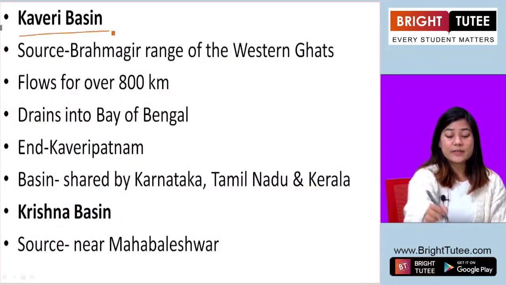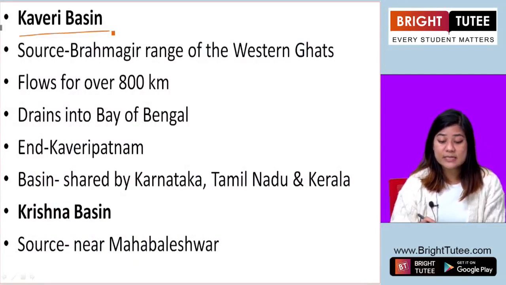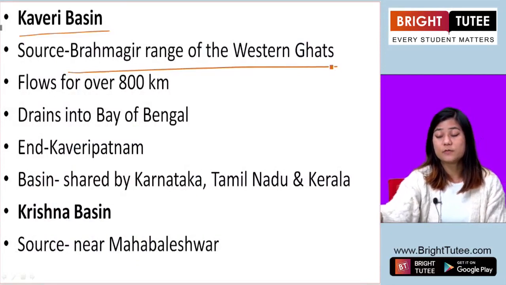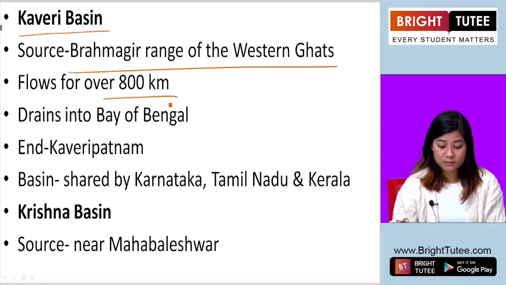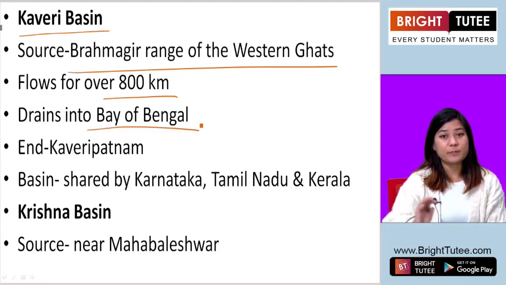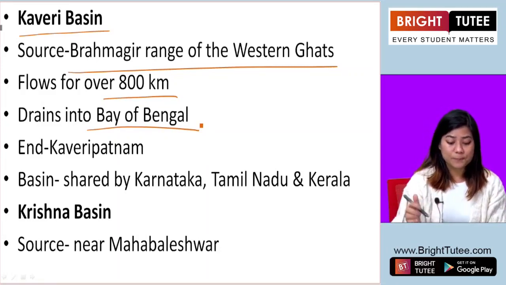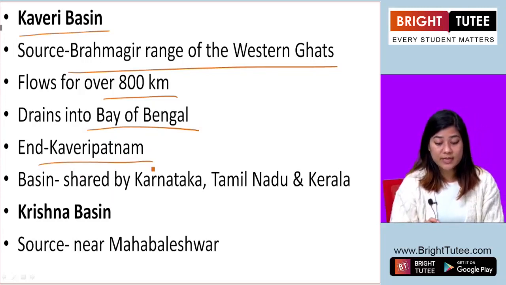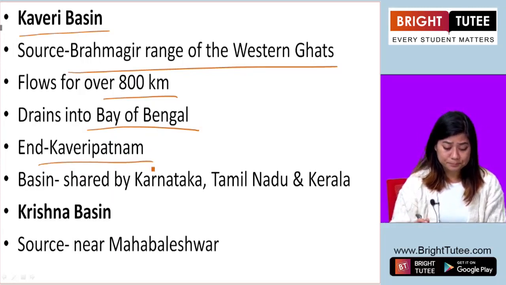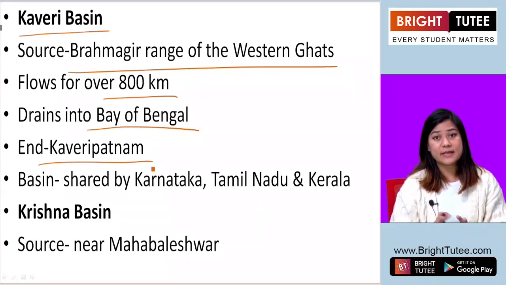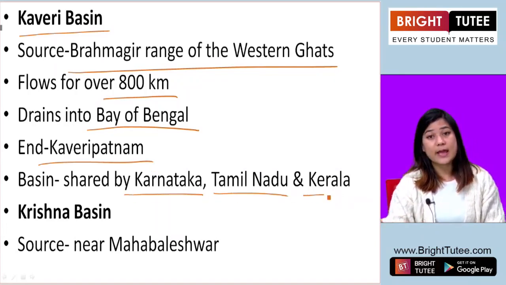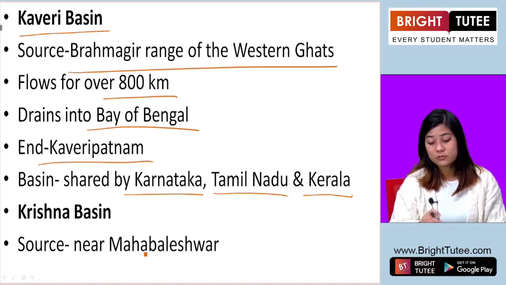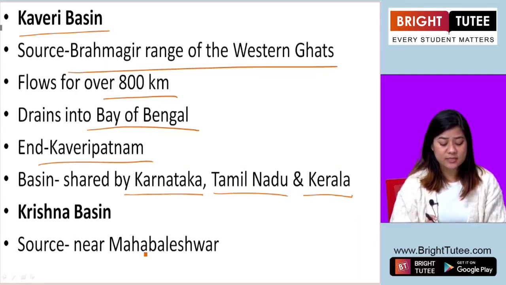The next is Kaveri Basin. Now the source of Kaveri is in the Brahmagiri range of the Western Ghats. It flows for over 800 kilometers. That's the distance it covers. And it finally drains into the Bay of Bengal in the east. Towards the mouth, it's called Kaveri Patnam. It ends in Kaveri Patnam. And the basin, the area that it covers, lies in the states of Karnataka, Tamil Nadu and Kerala. So it flows through 3 of the states in southern India.